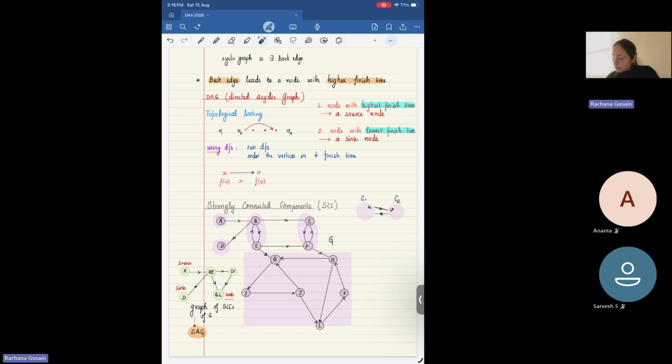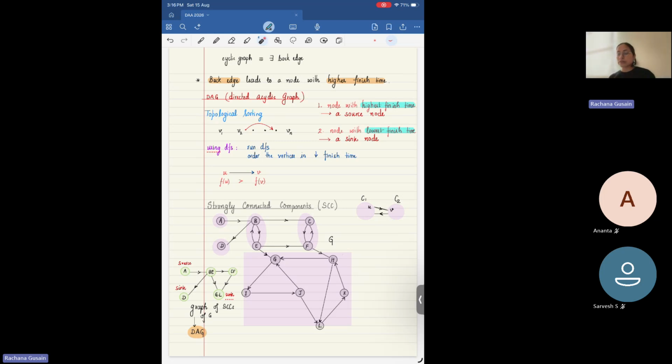Okay. So what we mean by a strongly connected graph is that if you take any pair of vertices in the graph, there must be a path from U to V and a path from V to U. Then we say that U and V are strongly connected. So when we are given a directed graph, it might be the case that the entire graph is not strongly connected.